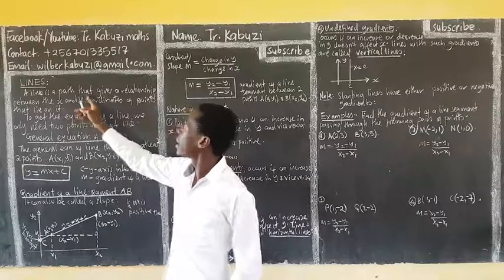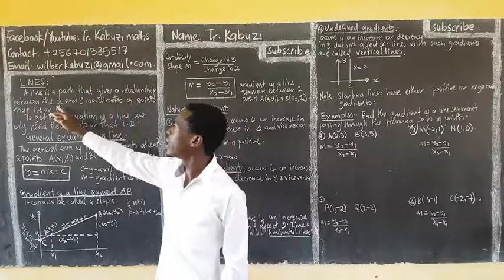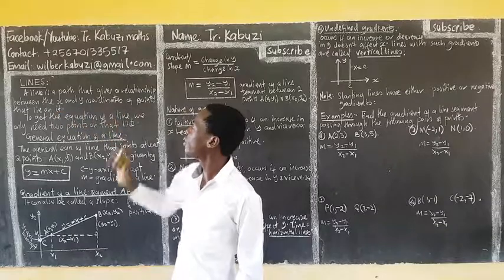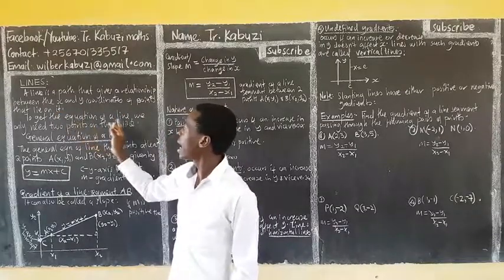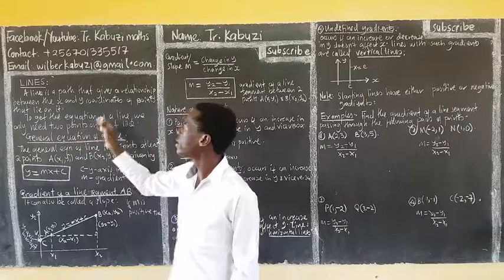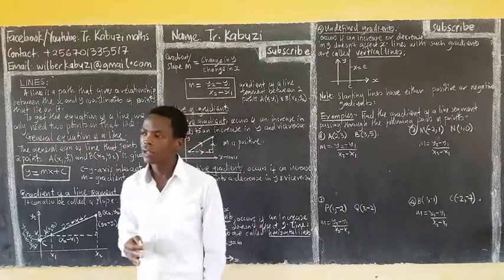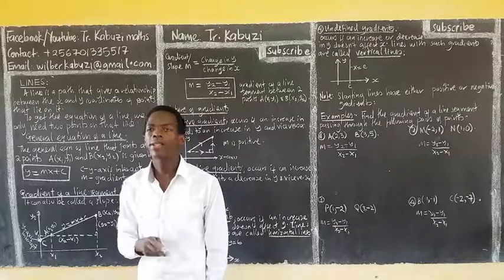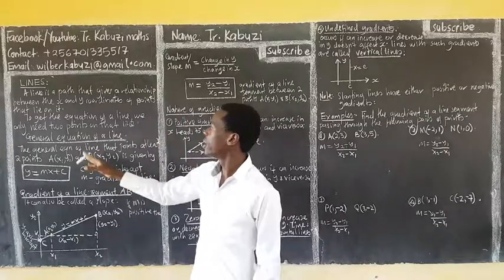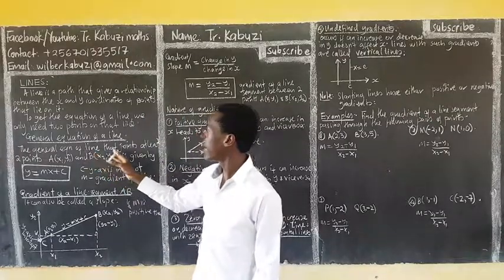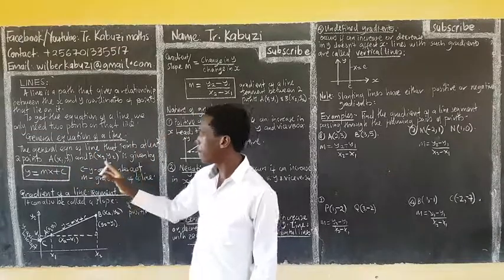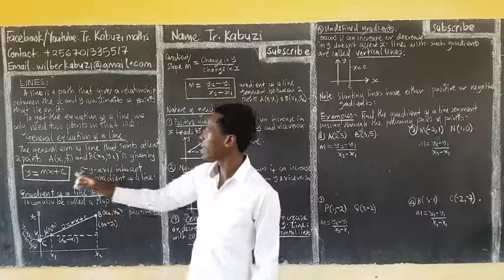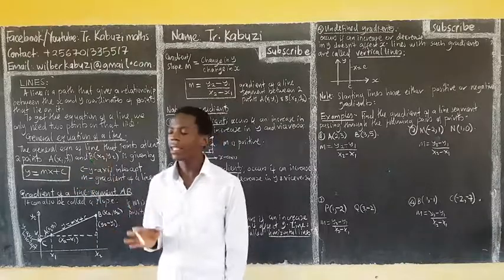A line is a path that gives a relationship between the x and y coordinates or points that lie on it. To get an equation of a line, we only need 2 points on that line. So whenever they are asking you to get the equation of a line, you just need 2 points on that line. Okay, the general equation of a line that passes through at least 2 points A and B is given by this. So this is how we write an equation of a line.